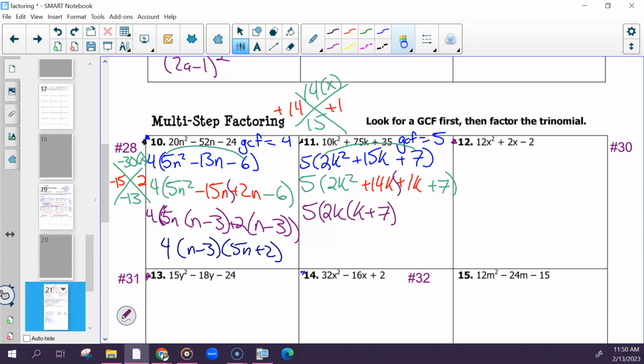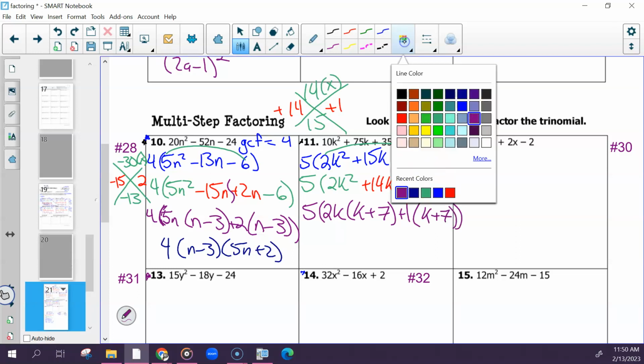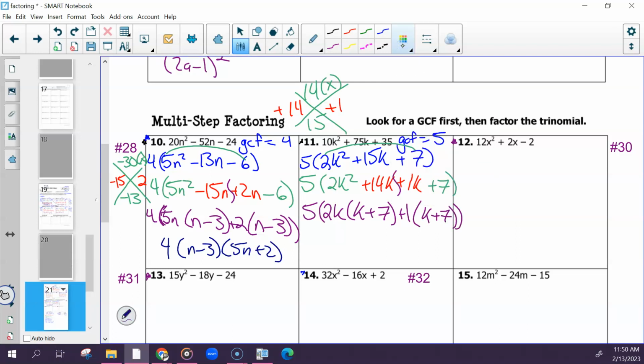What do these have in common? 1. So that would just leave us with k plus 7. What would our final answer be? 5 times k plus 7.